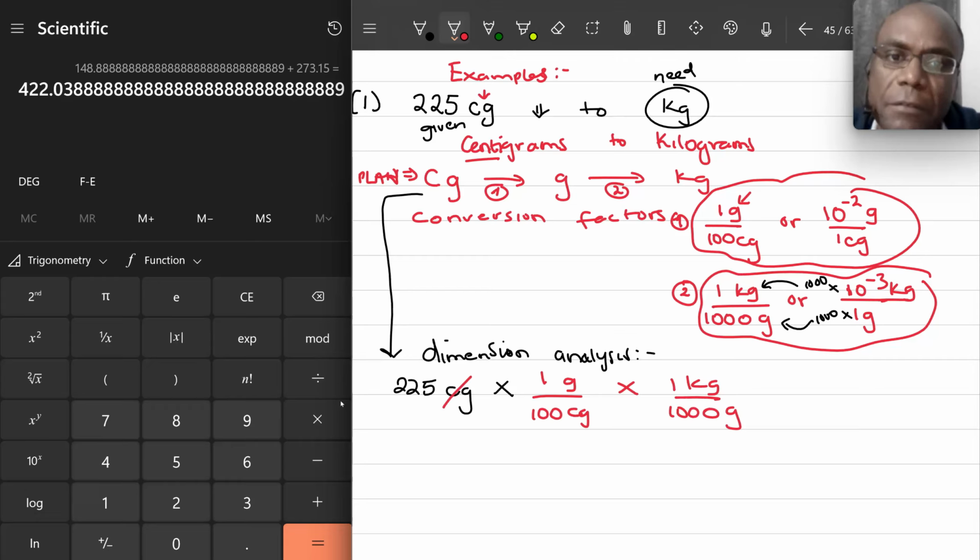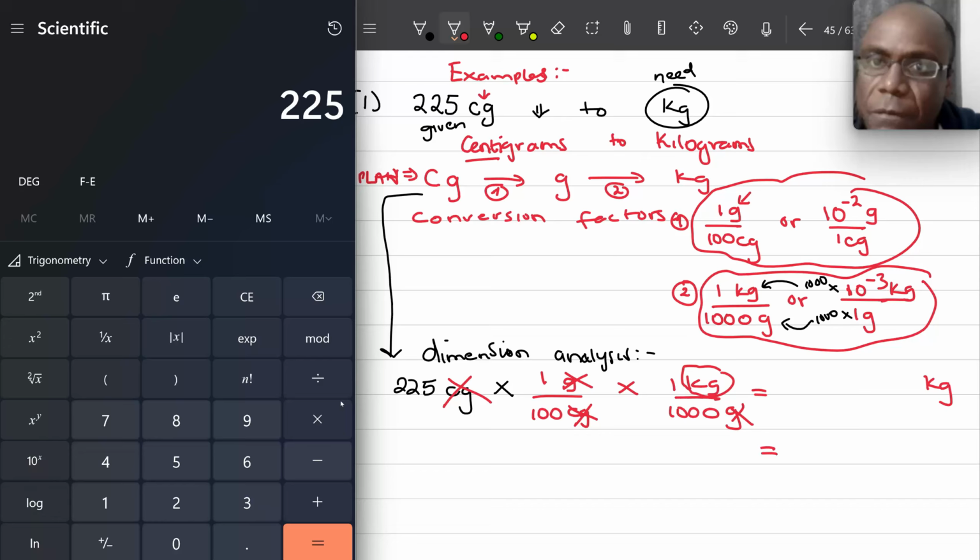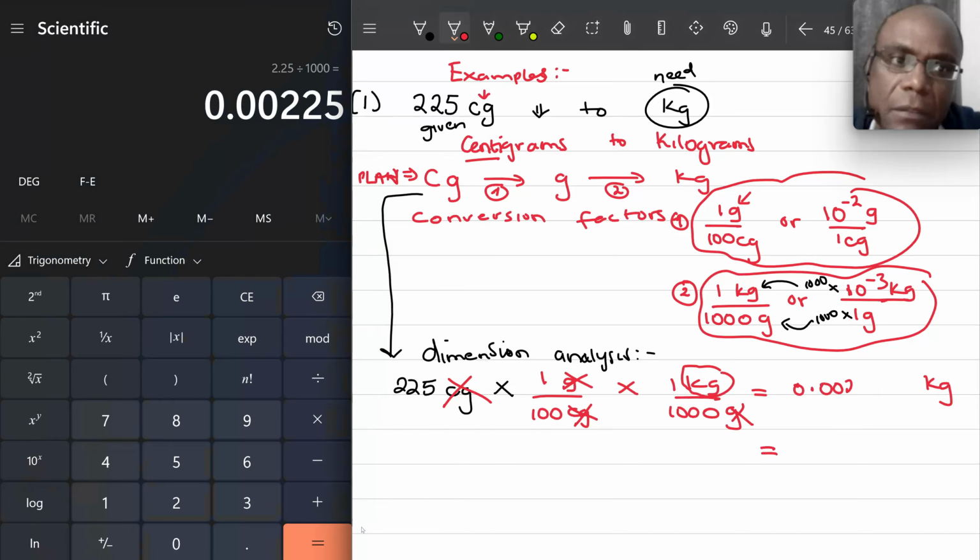If you want to know you did it right, the numerator unit and denominator unit, similar units cancel out. Grams and grams cancel out. Look, we are left with kg. Our answer here will be something in kg. And let's do the math. So 225 divided by 100, again we divide by 1000, and the answer we are getting here is 0.00225 kg.